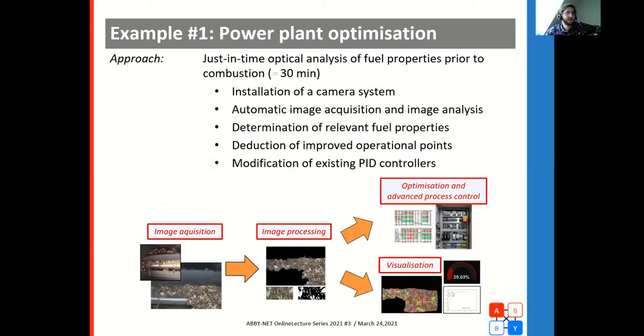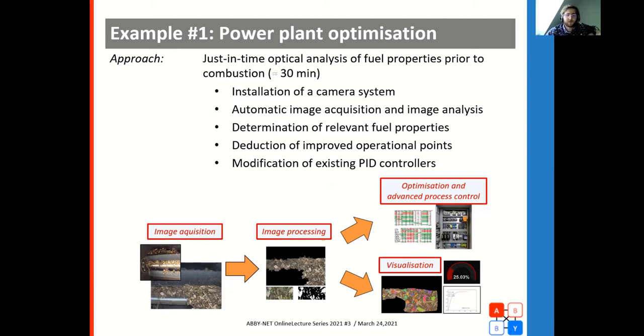So what we did is we developed a flow to determine the properties of the incoming feedstock, the quality of the incoming feedstock, in advance by implementing a camera system into the plant. This camera system is approximately located around 30 minutes prior to the furnace, so all of the fuel passes the camera, and we're gonna take images or videos of the incoming feedstock. In the next step, image acquisition, image analysis techniques in order to characterize the images and correlate the information taken from the images with relevant fuel properties like the energy content of the fuel.